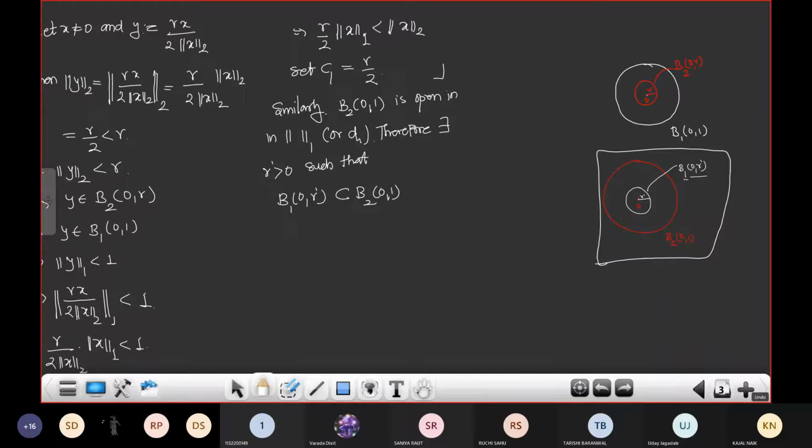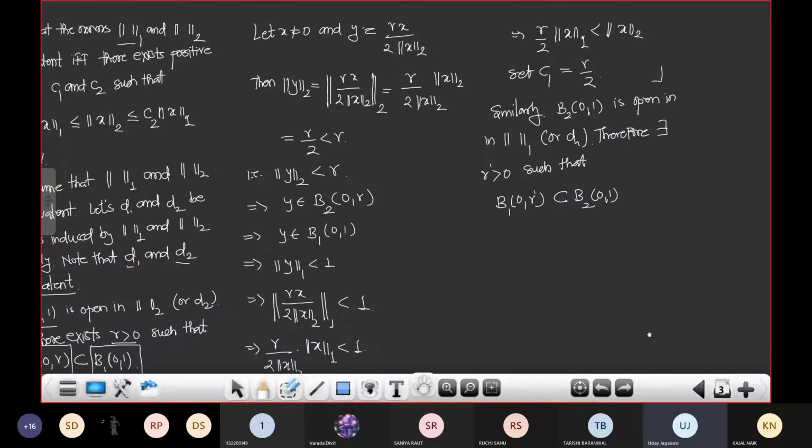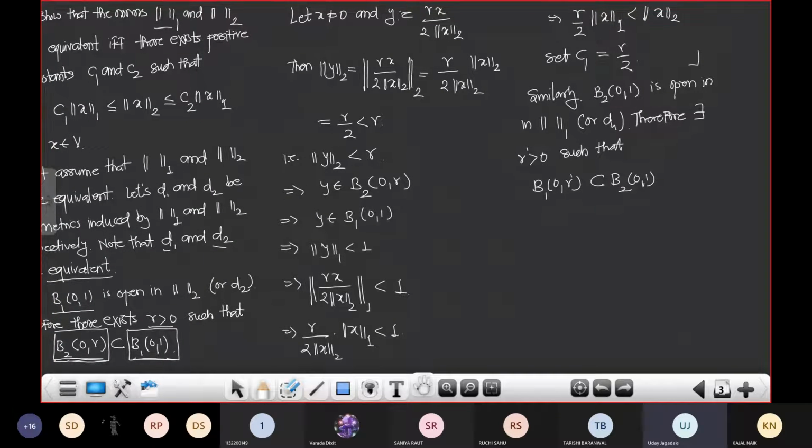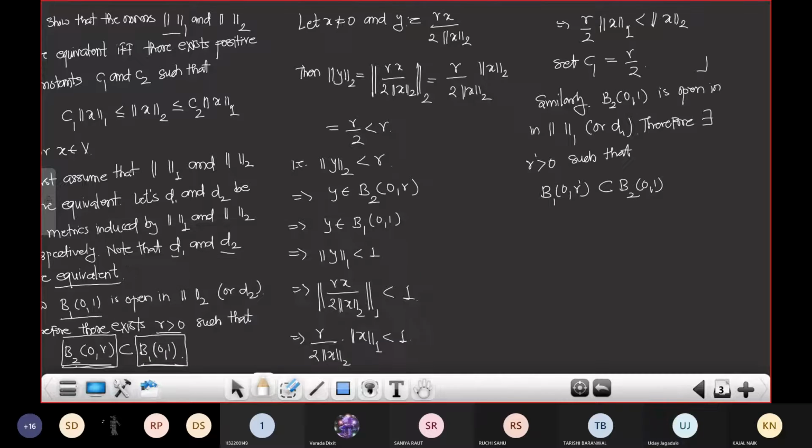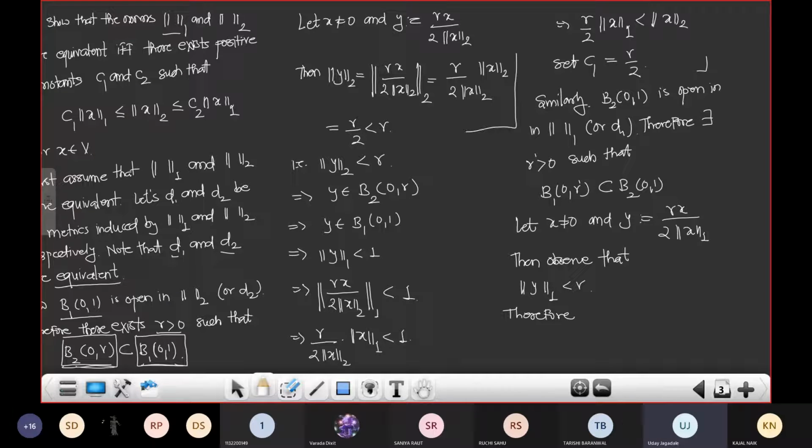Let me repeat the same argument. Now take any point x not equal to 0, and y is defined as R x upon 2 times norm 1 of x. Then observe that norm 1 of y is less than R dash. To show that norm 1 of y is less than R dash, just make use of arguments like this, okay?